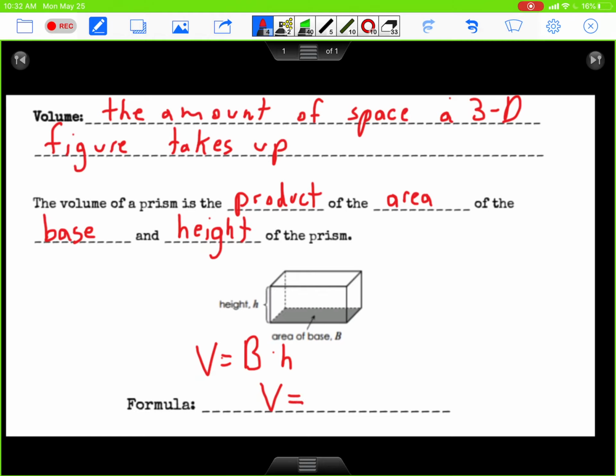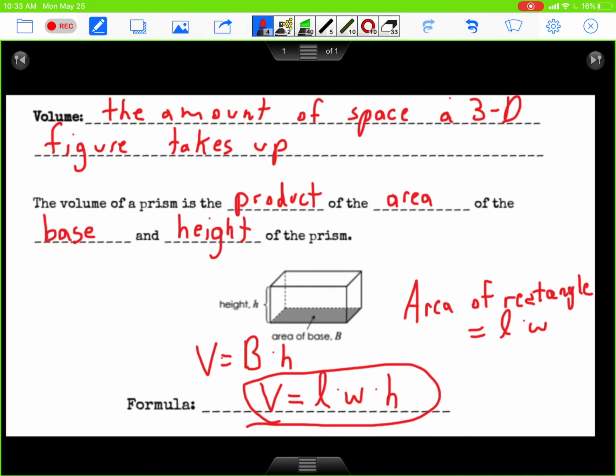So for a rectangular prism, we want the area of a rectangle. Area of a rectangle equals just length times width. Pretty simple. So that's part of our formula. Volume equals length times width. And then our last part is the height of the prism, so times height. So this is the formula you want to use right here. Volume equals length times width times height. Very simple, just multiplying three numbers.